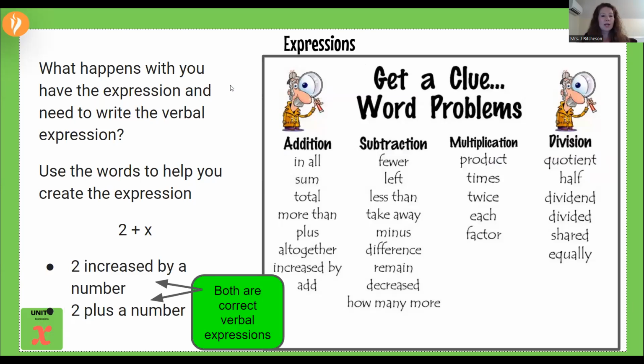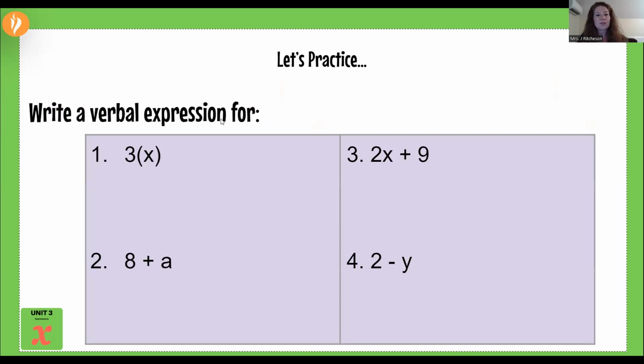All right, so let's do the opposite now. We're going to be given an algebraic expression, and you need to come up with word phrases. So there's a lot of different answers to these. So for this one, your answers could be 2 increased by a number. You could say 2 plus a number. You could say the sum of 2 and x. You could say x more than 2. You could say 2 increased by x, a lot of different choices for those.